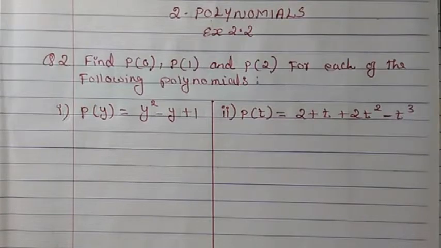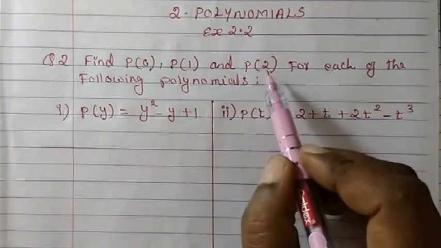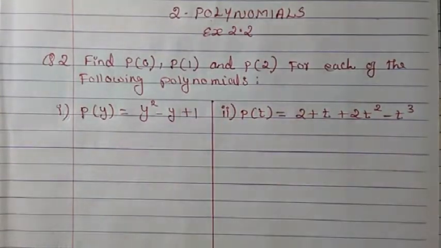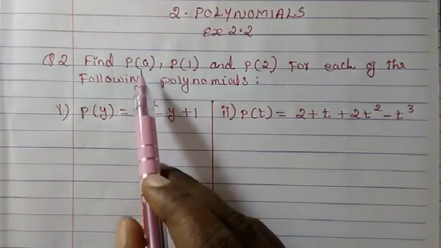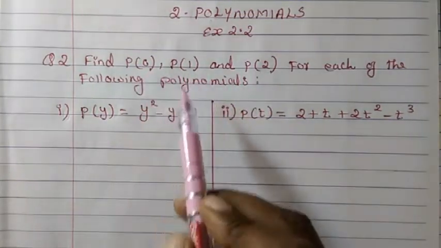Welcome to 9th Maths NCERT Chapter 2 Polynomials. Today we are going to study from exercise 2.2 question 2. Find P of 0, P of 1 and P of 2 for each of the following polynomials. We have the polynomials here. We have to find, if we put in the place of variables whatever value is given, what value we are getting.